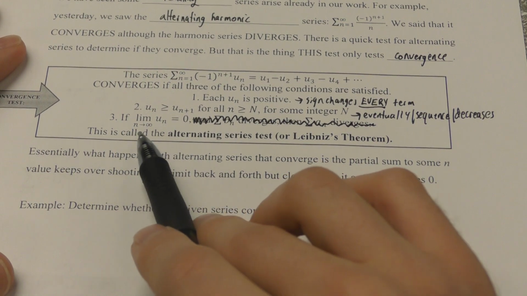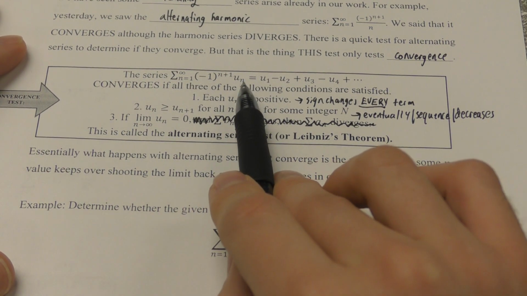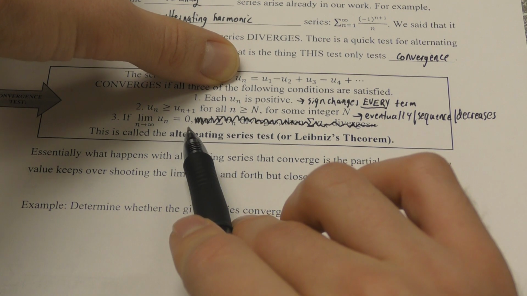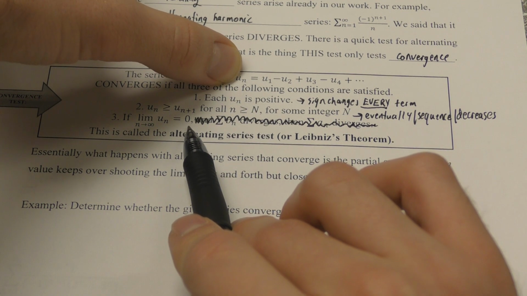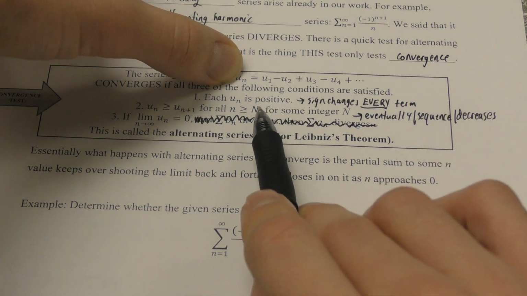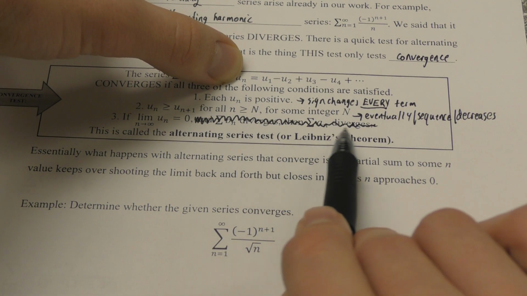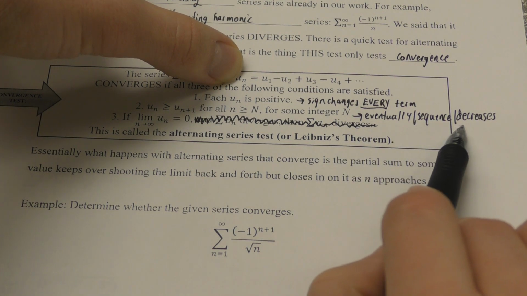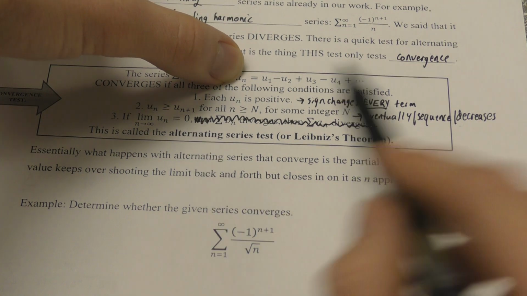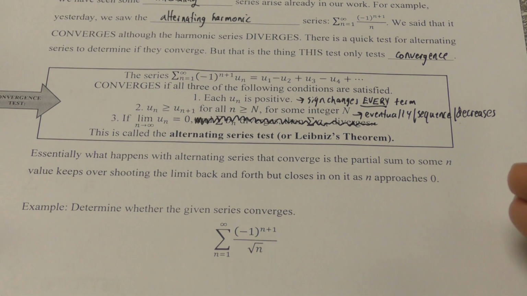3 is kind of self-explanatory, that the limit as n approaches infinity of the u sub n part, ignoring the signs, that the actual absolute value of the terms has to be going to 0. So it's kind of like the nth term test, but we want it to go to 0 this time. So every sign has to change. The sign changes every term. Eventually, the absolute value of the sequence decreases, and the limit of the terms without the signs has to be going to 0. All right.